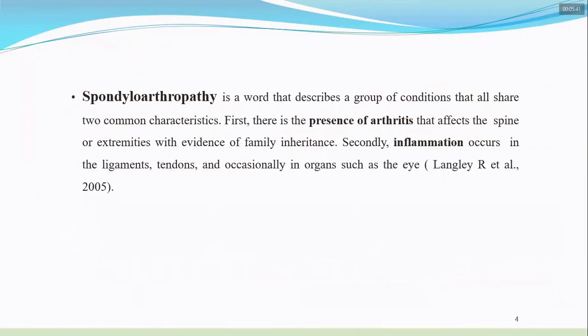Now coming to the same thing, spondyloarthropathy. It basically means there is arthritis of the spine. Spondylo means the spine, and also the other peripheral joints. So there is inflammation, and also inflammation of ligaments and tendons, and sometimes also the eye.